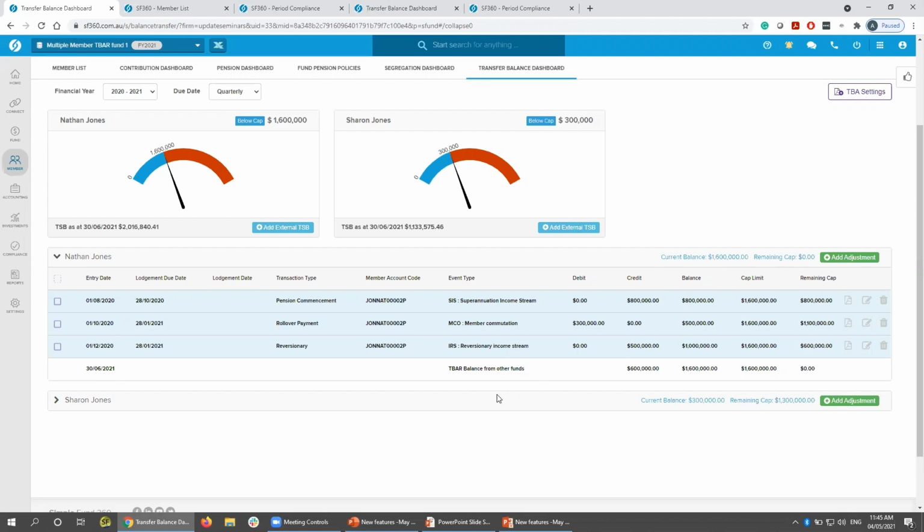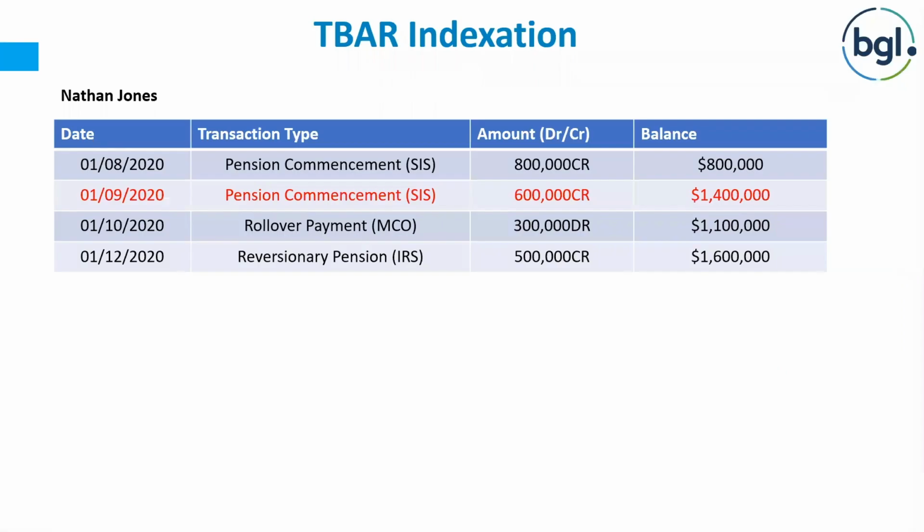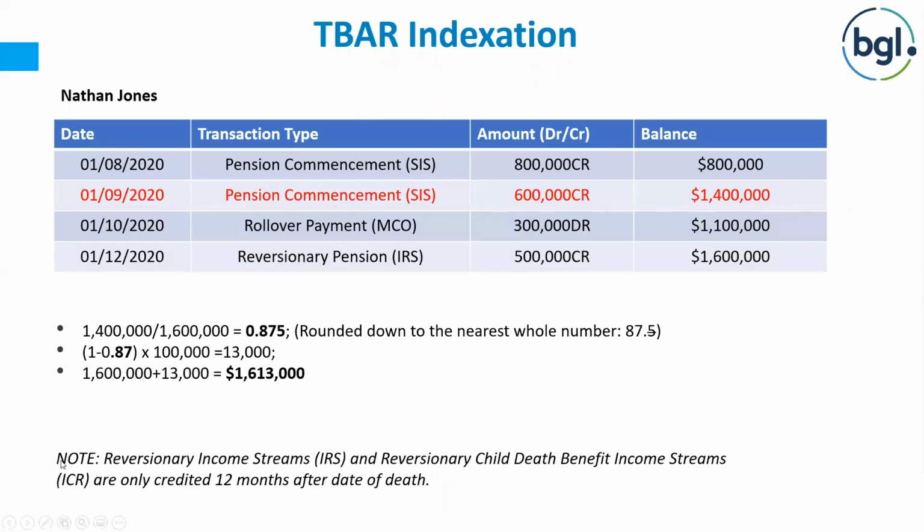Okay, here's the kicker with this particular example. Let me actually go back to the slide. Let me just jump to the bottom of the slide first. So just with the reversionary income streams, just bear in mind that the event is reported on the date of death. However, the credit itself happens 12 months after the fact. So that was just a bit of an event I've added to confuse you a bit.